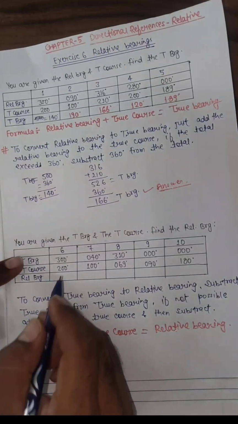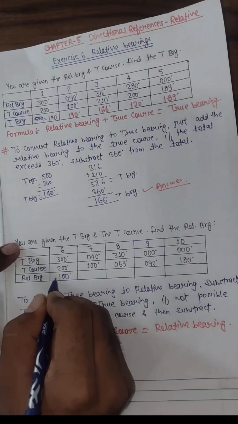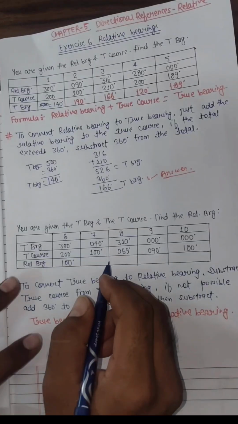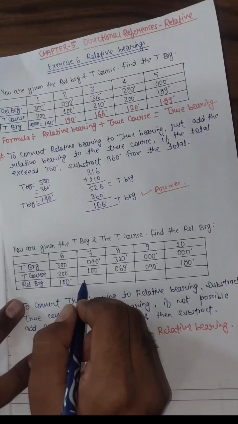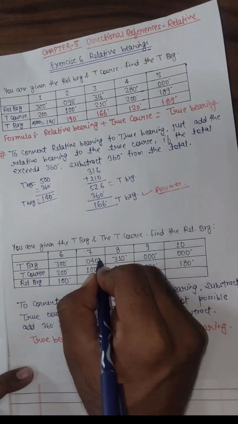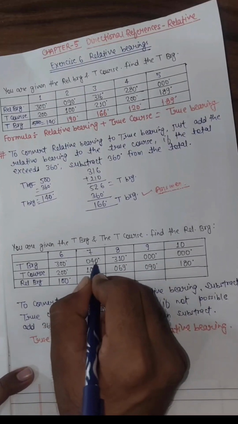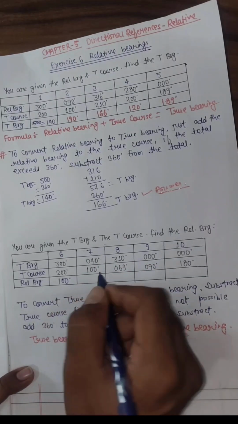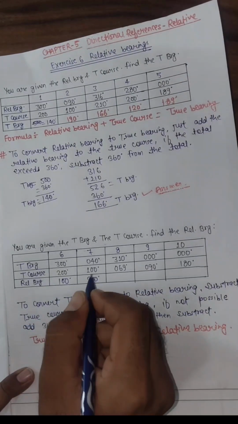So here you will just subtract it. Here 100 degrees would be your relative bearing. Now you have to subtract true course from true bearing, but you can't subtract, so what will you do? You will add 360 degrees plus 40, so it will become 400 degrees. Then you subtract 400 degrees minus 100 degrees, and 300 degrees would be your answer.